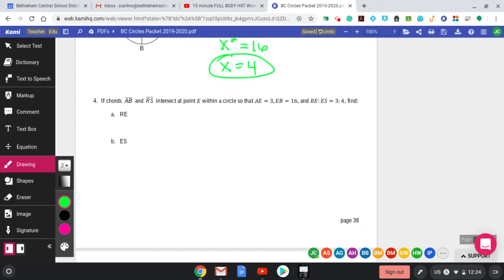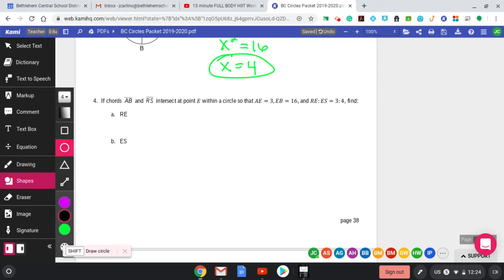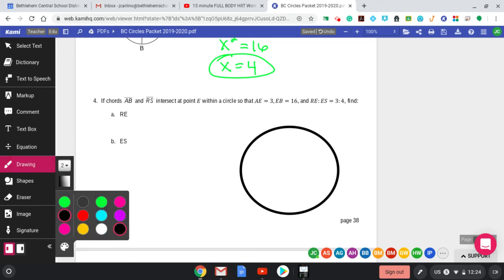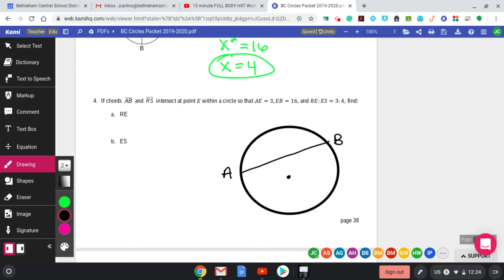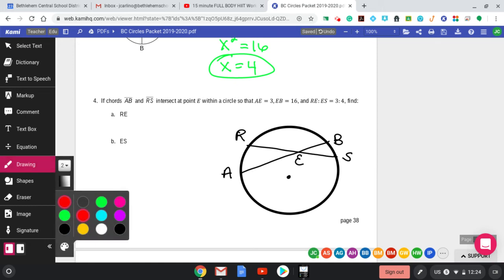And then, we're not given a diagram here. Looks like we're going to have to do our own, kids. Here we go. Okay, so next up, chords AB and RS intersect at point E. Got it. Next up, so that AE is 3, EB is 16, and RE to ES are in a ratio of 3 to 4, so we know what the deal is. Put variables with them. RE 3x, ES 4x.